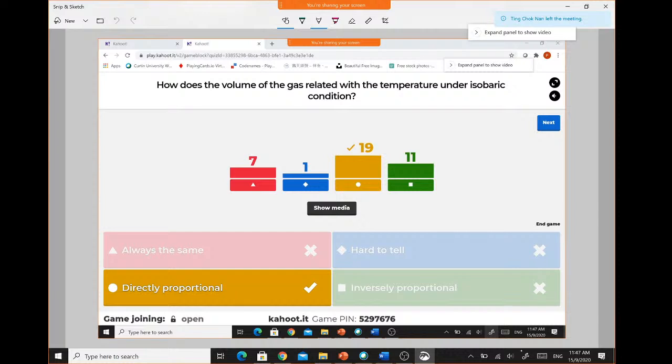Okay, so from your PV equals nRT, if your P remains constant, how does V relate with T? So if your V increases, T also increases. That's why they are directly proportional. Alright?